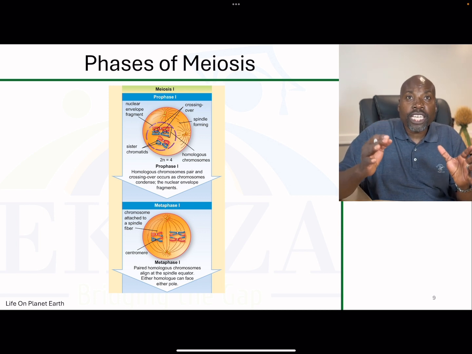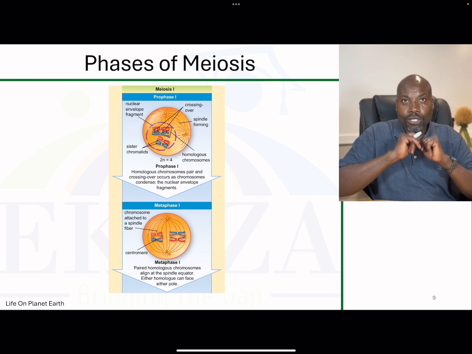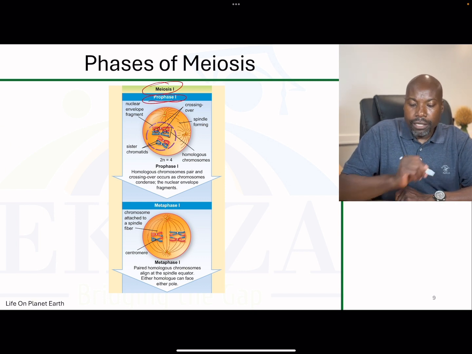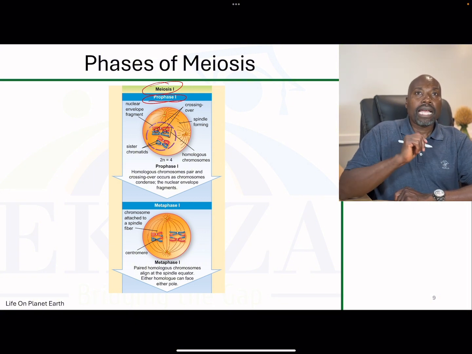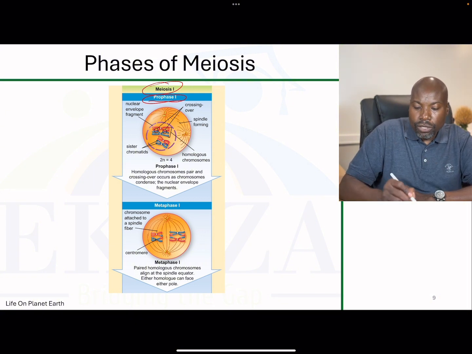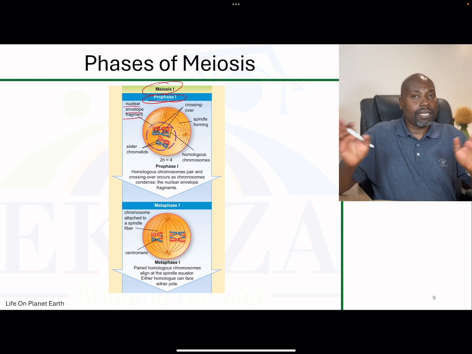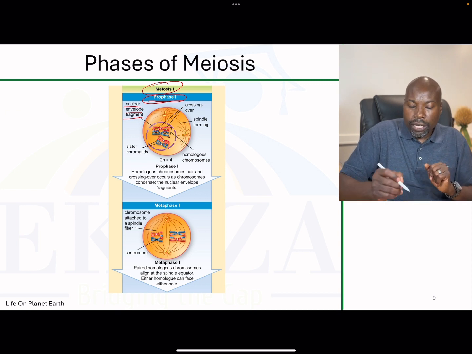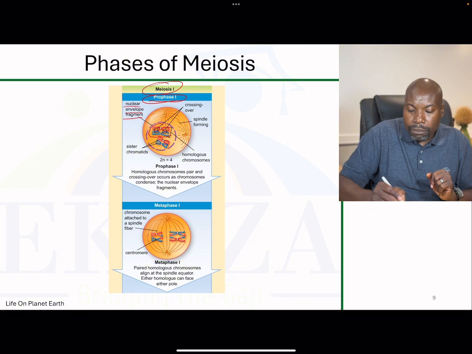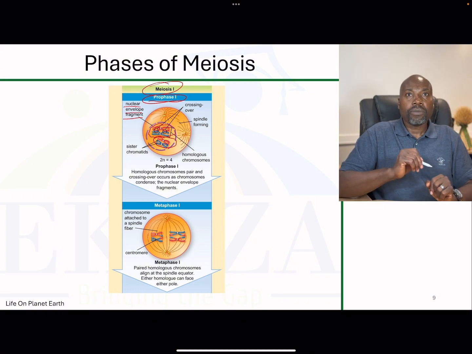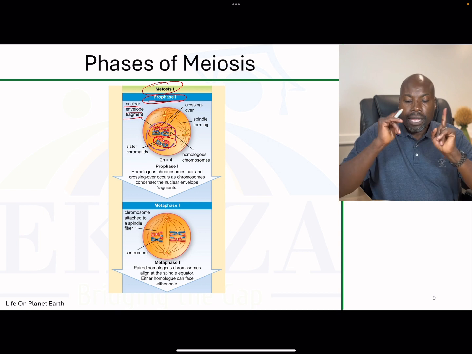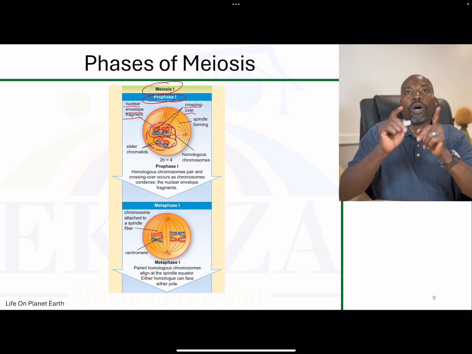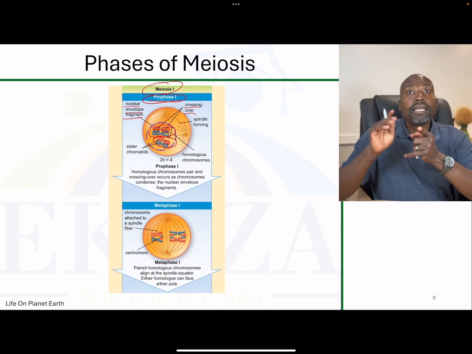Now, what happens during the first prophase? In meiosis 1, during prophase 1, as expected, just like in mitosis, the nuclear envelope is going to be fragmented, okay? Nothing special there. Then, what are we going to see? We're going to see homologous chromosomes pairing up together, okay? Synapsis develops. Then, we are also going to see crossing over developing between homologous chromosomes, right?